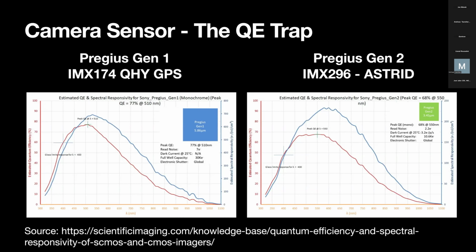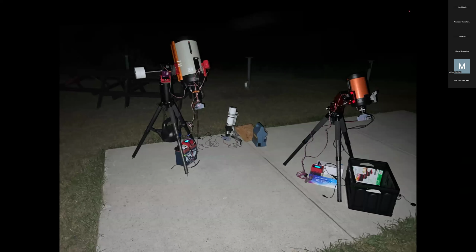Does that make a whole lot of difference? In reality, no. All the sensors now are typically between 60 and 90% QE. There's not that much difference in the grand scheme of things, so it doesn't really matter, is what I'm saying. But it is slightly better than the 174 GPS.